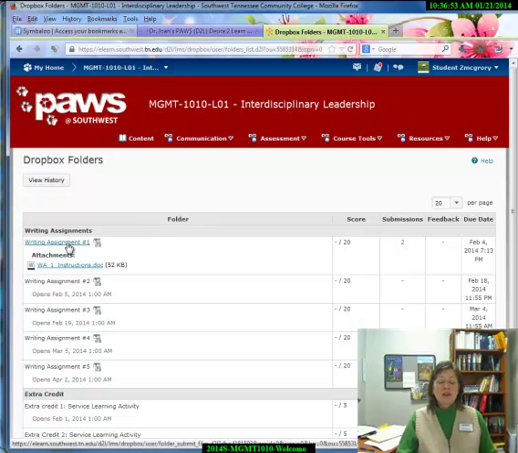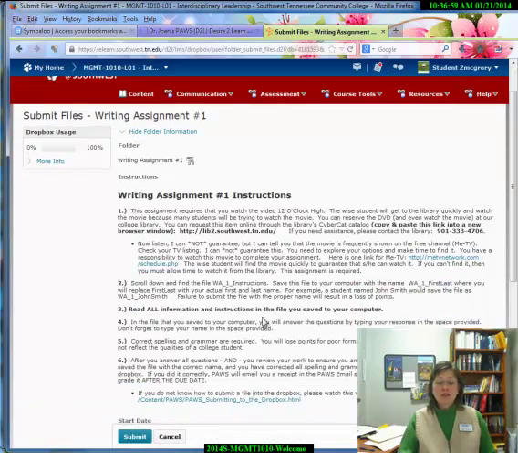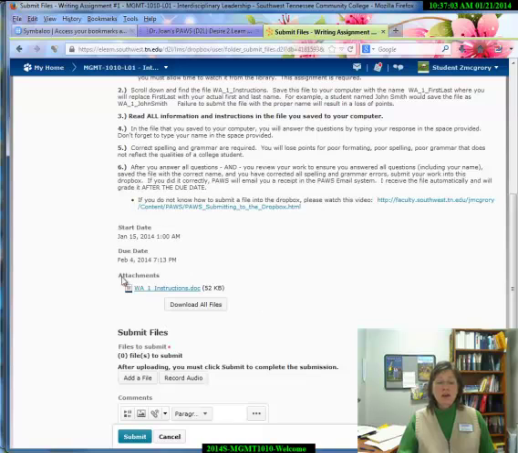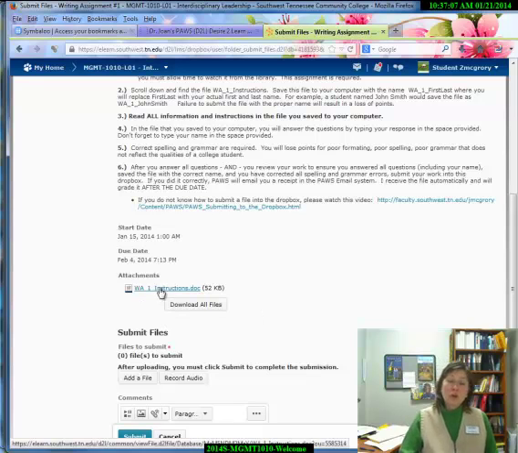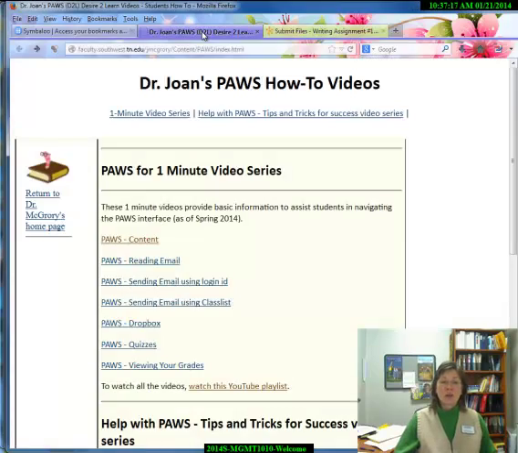You're going to click on the name of the assignment, and you're going to read these detailed instructions. When you have completed the assignment, now here's a starter document that I've given you. You're going to open this in your word processor, and you're going to type your answers into it, and then you're going to add it to here, and you're going to submit it. This is all explained in the videos on Dropbox.